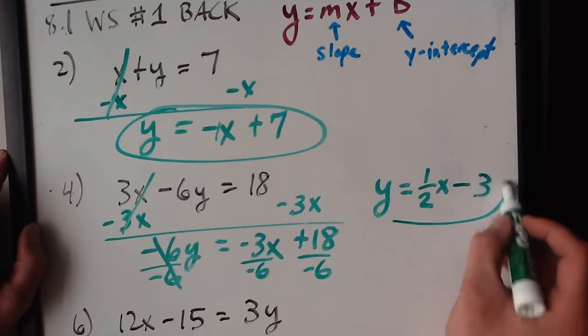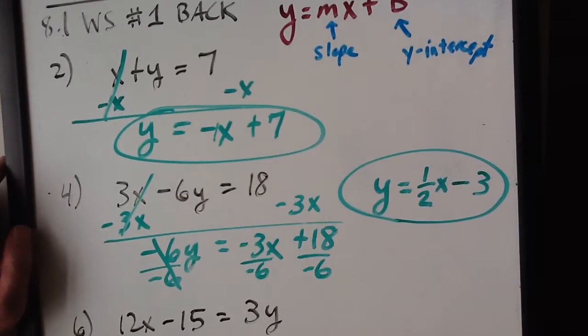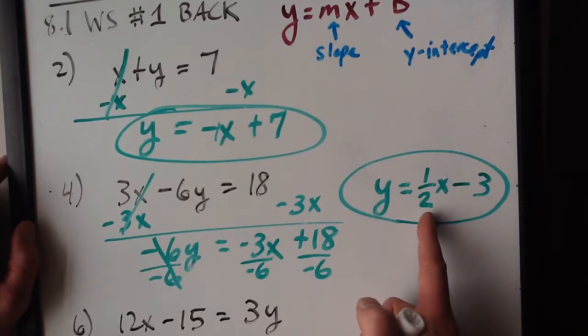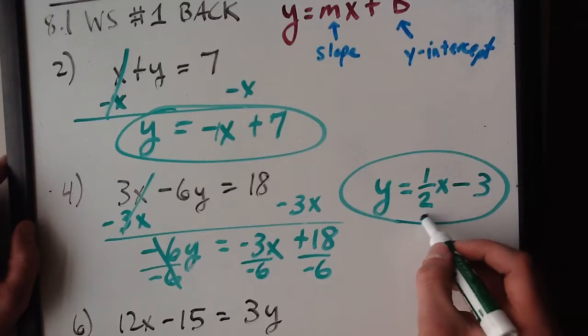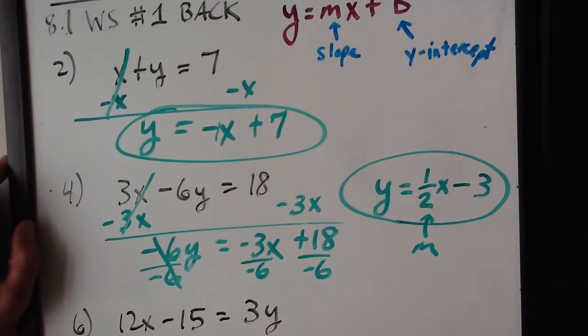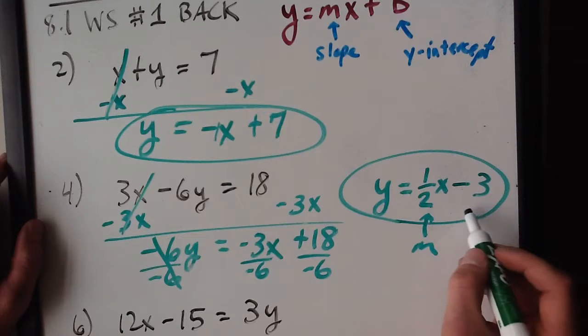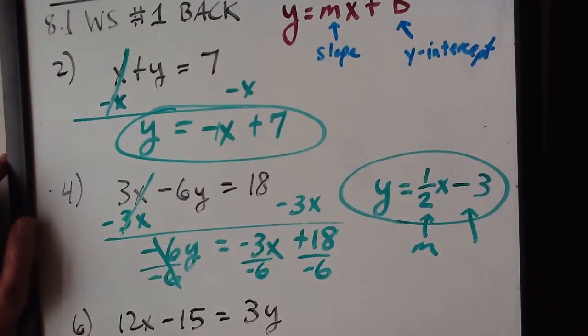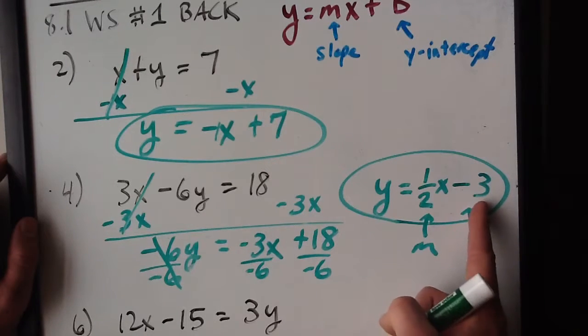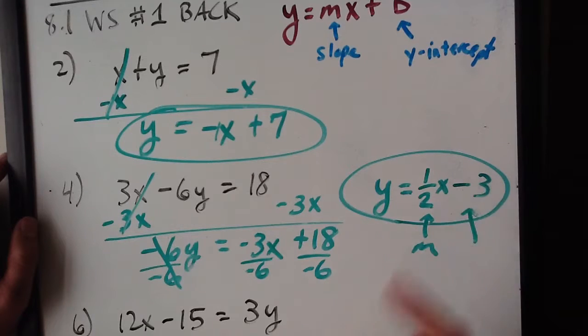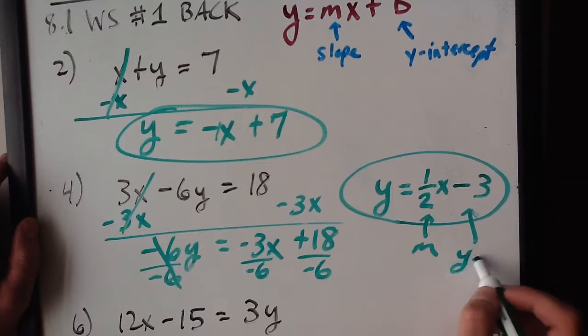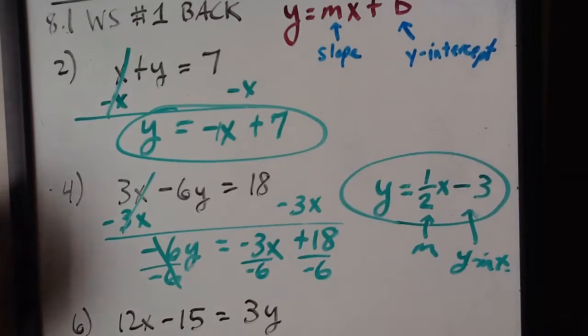Okay, so this right here is slope-intercept form. I have y equals mx. My m here, my slope, is 1/2. That would be the m, the slope. And my y-intercept would be negative 3, right? A negative 3, not 3, it's negative 3. That minus sign means negative. So this is the y-intercept.